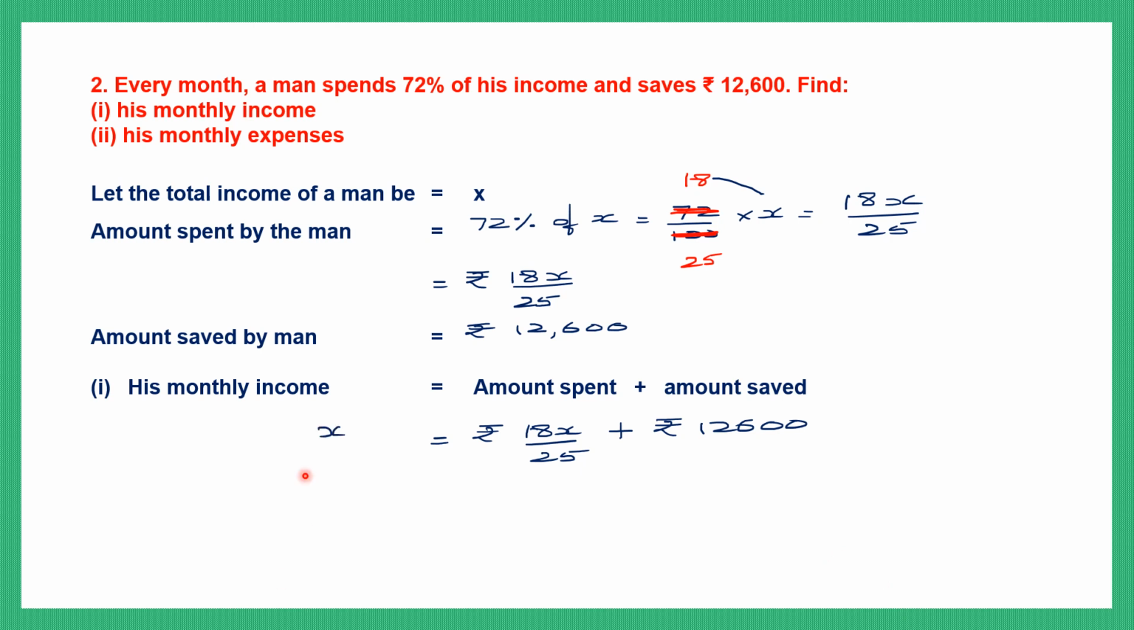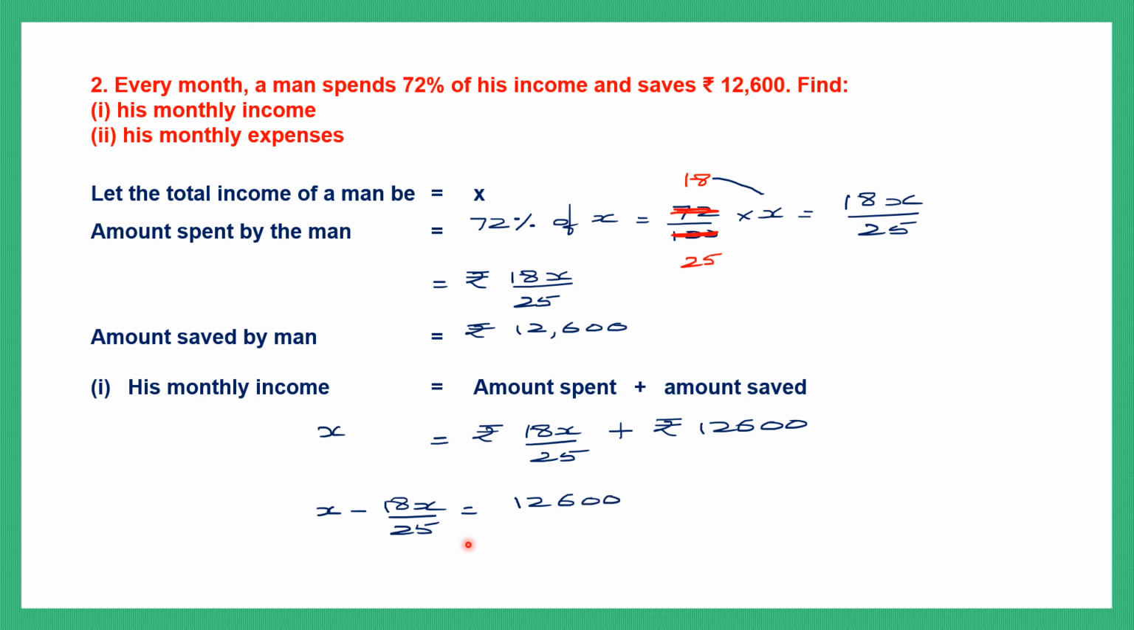So here can you see we have X here and X here. Let's bring all the X to one side. So let's take this X to the left hand side. So let me write x. Now when I'm moving this x to the left hand side, from the right I'm moving it to the left. That means this will become minus. It's plus here. When it comes here it becomes minus. So x minus 18x by 25 will be equal to 12,600.